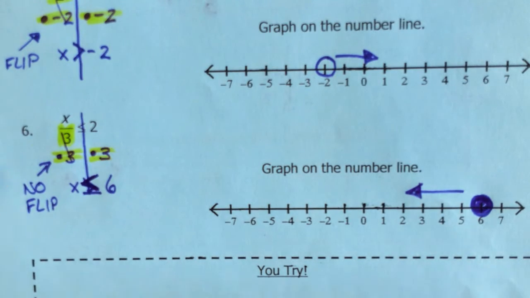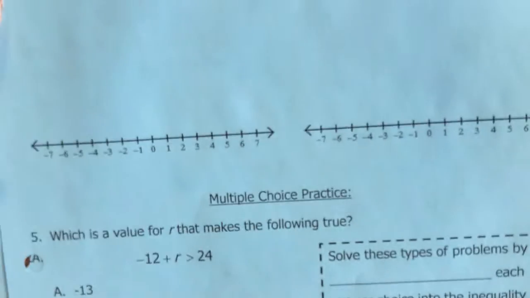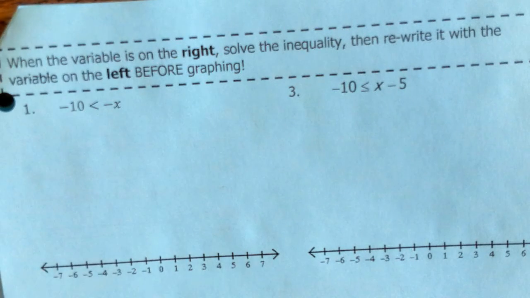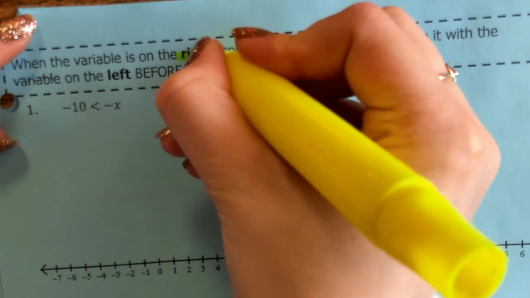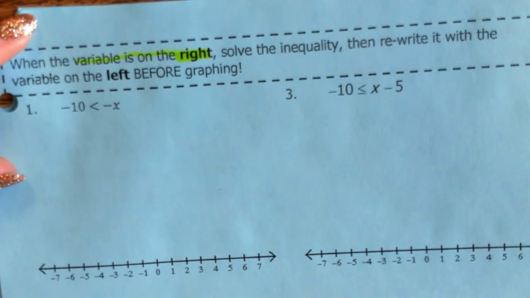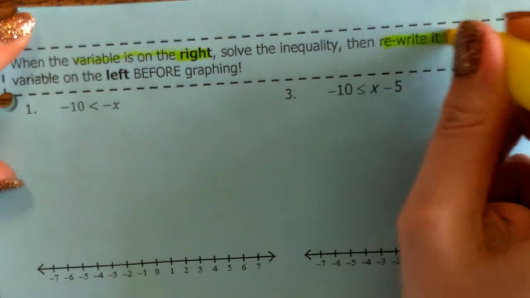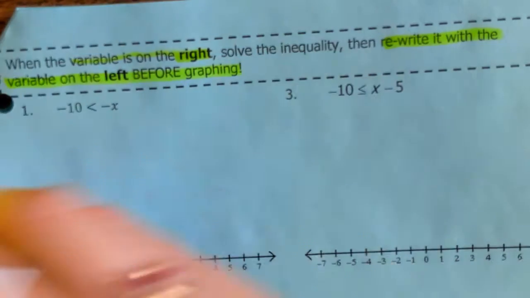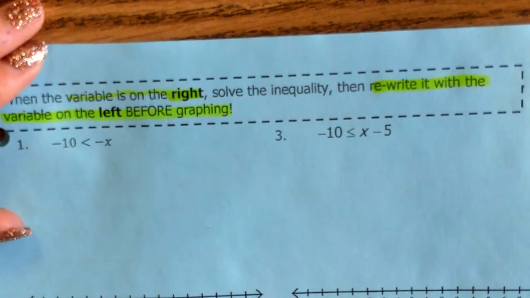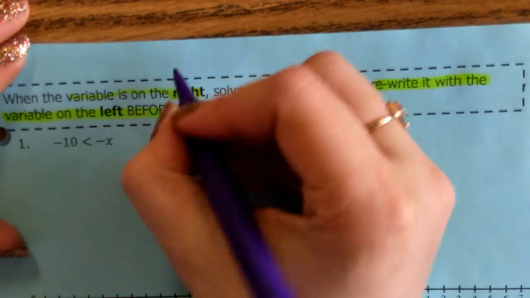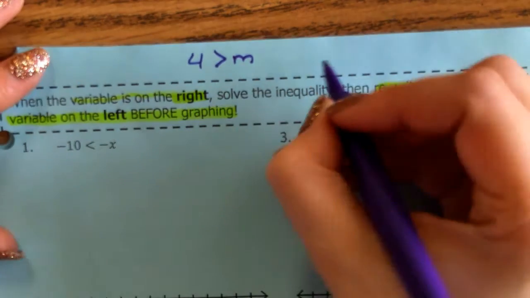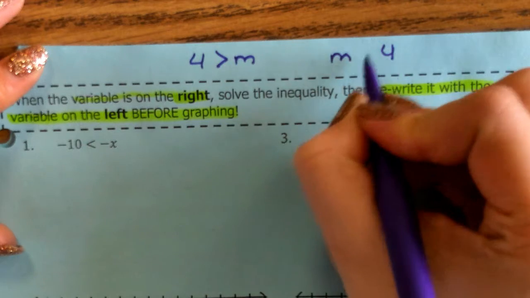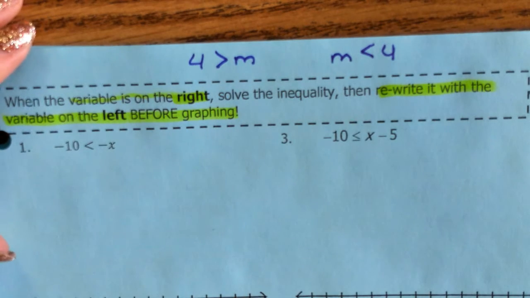Okay, I'm going to skip the U try. Now this statement up here is what we already talked about when we were doing graphing. When the variable is on the right, you want to solve the inequality, then rewrite it with the variable on the left before you graph. So this is just like what you were doing before when you saw something like this. And I said, oh, the variable's on the right, switch it around. That's what this means. So it's just the other rule for flipping.